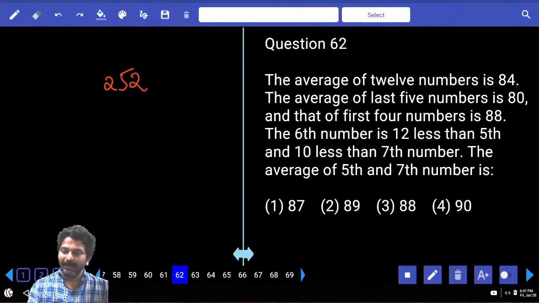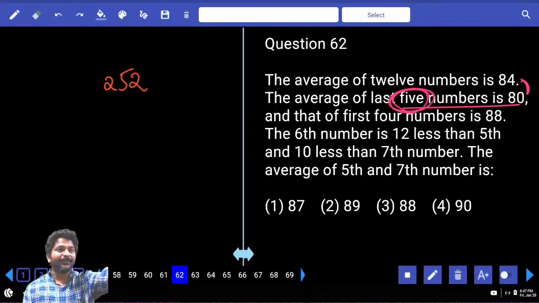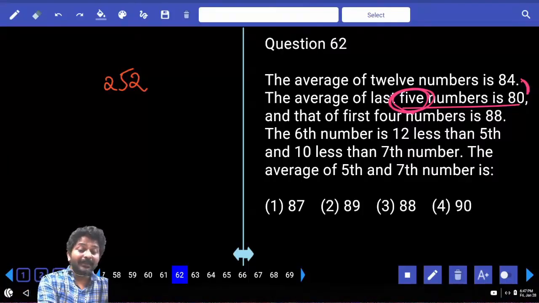252. Okay. Now, what is average of 5 numbers? 80. Is 80 more than original average or less than original average? Less. How much less? 4 less. For how many numbers? That means 4 into 5, 20 less, right? Which effect do we follow? That means we have to add 20.